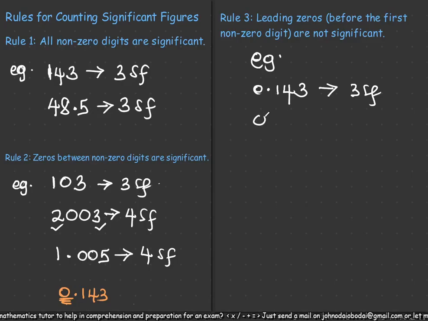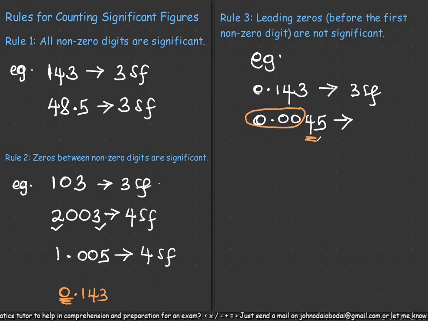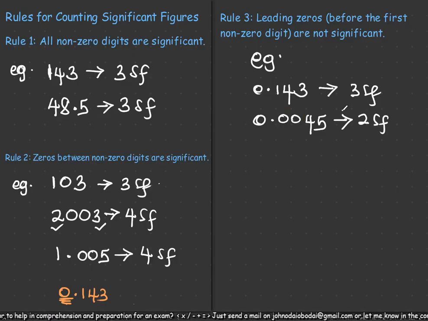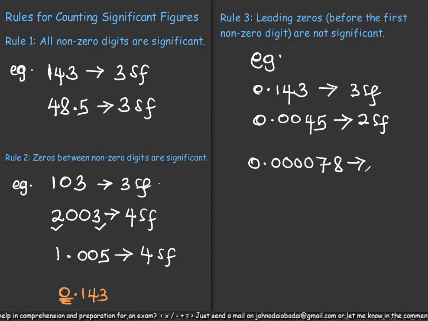The same way, if we have 0.0045, all these zeros here come before the first non-zero digit. Hence, they are not significant. Take note. They are not what? Significant. Therefore, we can conclude that this number has got just 2 significant figures. That is why it doesn't matter the number of zeros. So far as they all come before our significant figures, they are all not significant. So this has also got just 2 significant figures.